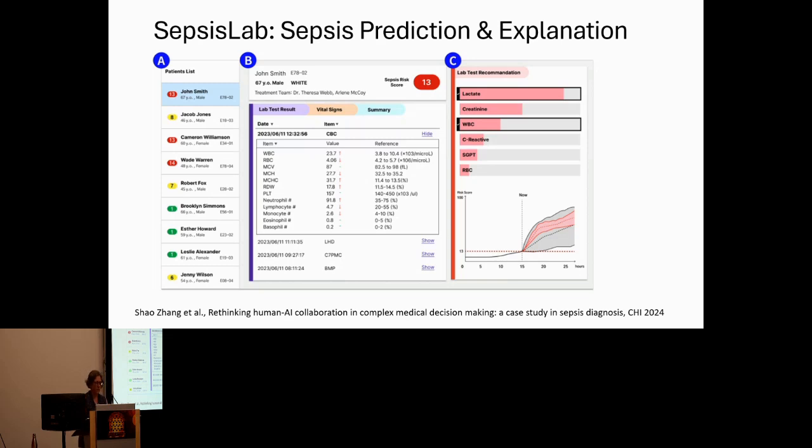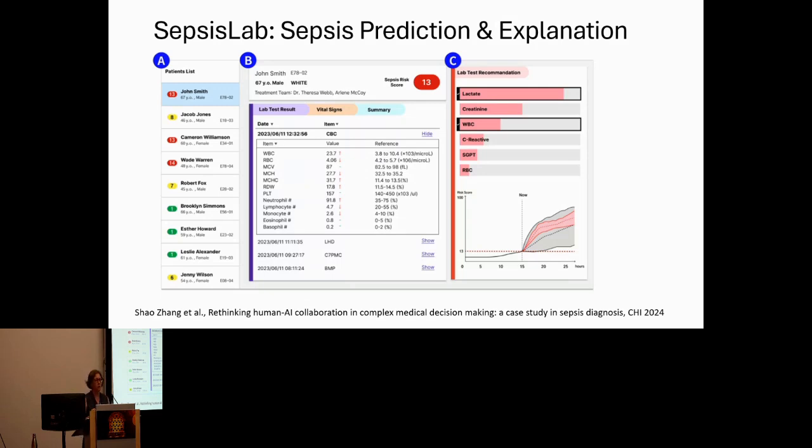So the idea here is that, on the left side, we have a list of patients. In the middle, we have typical electronic health record information about that particular patient, including lab test results and so on. And on the right-hand side, we have our prediction of a risk score of this patient developing sepsis in the near future. The gray chart shows the risk score with some uncertainty around it because we're not sure how accurate this recommendation is.